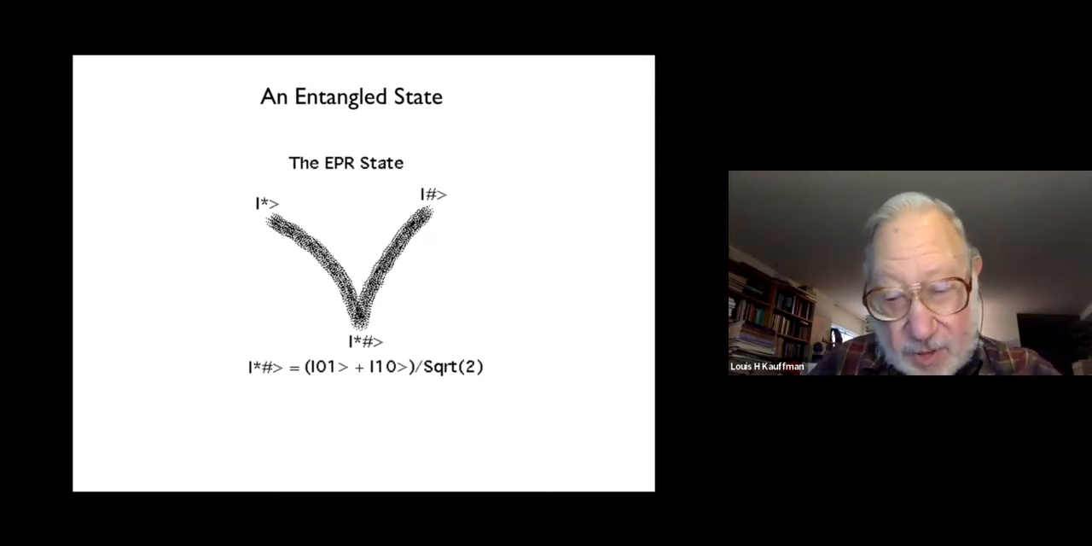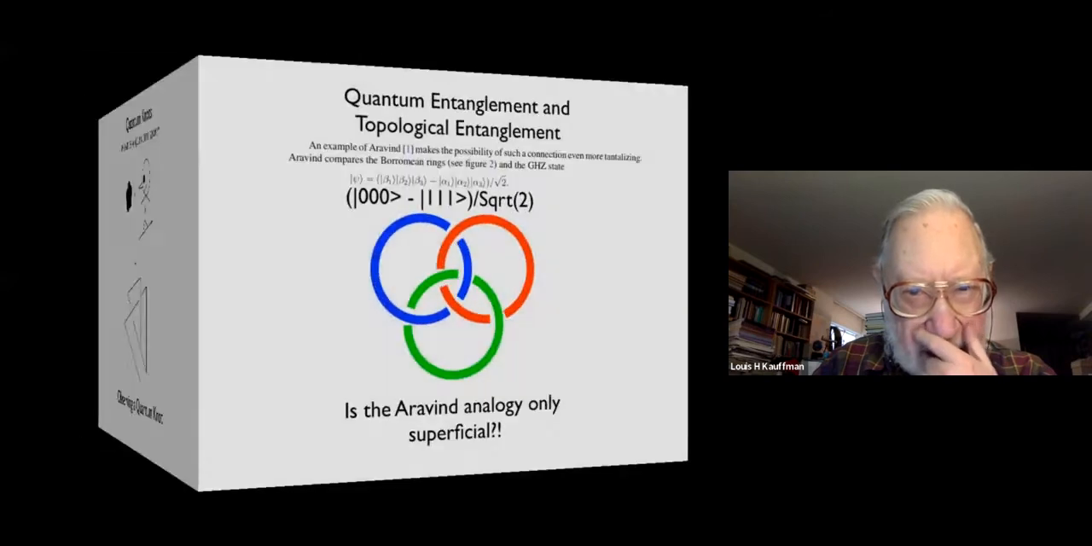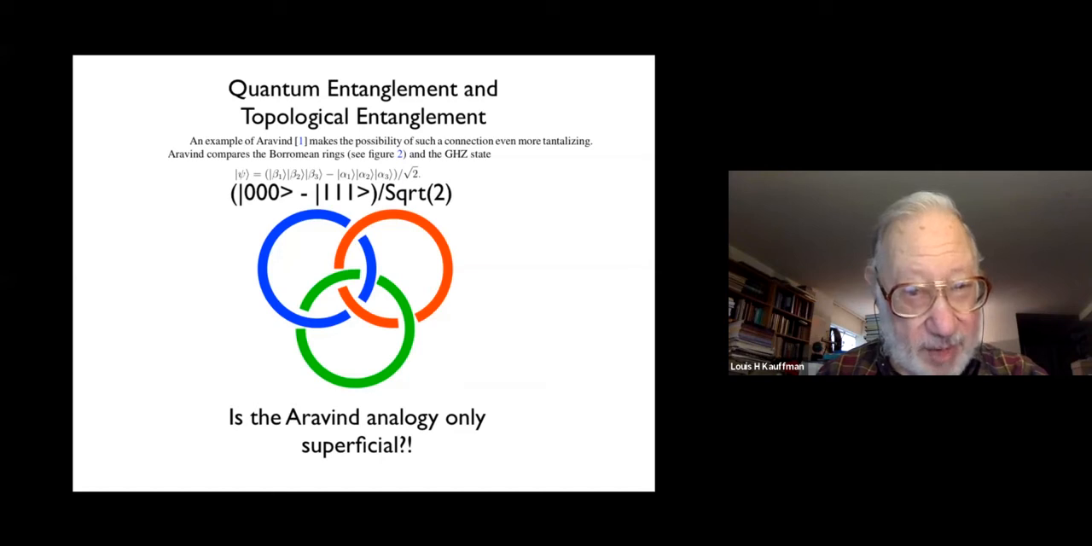That's a different talk, but I wanted to talk about it a little bit just to bring in knots in another way, because Aravind likes this entangled state, the GHZ state, which consists of 3 factors rather than 2. And as you see, this has the same property. If anybody makes an observation, then the other 2 observations will be 0.